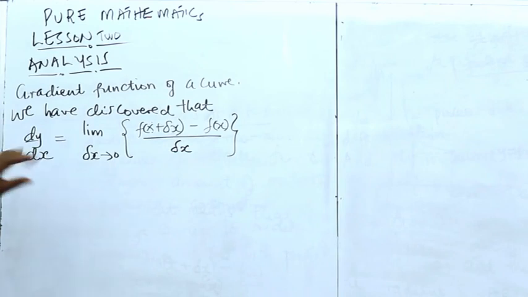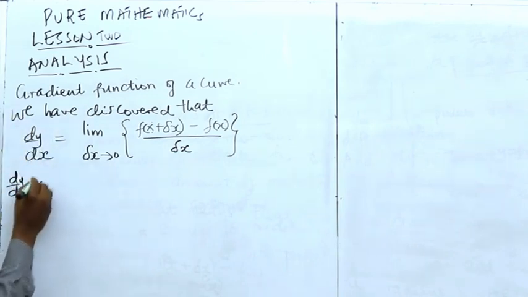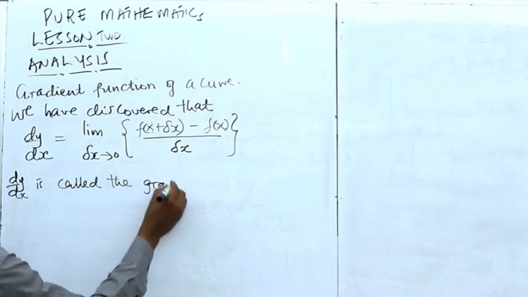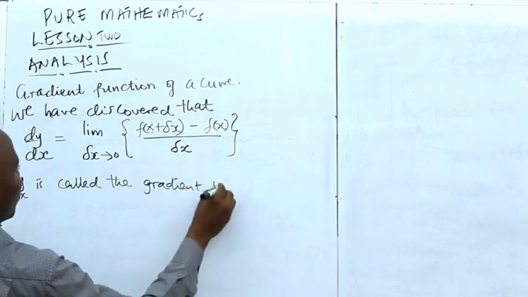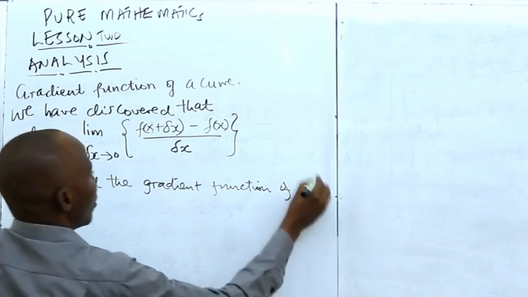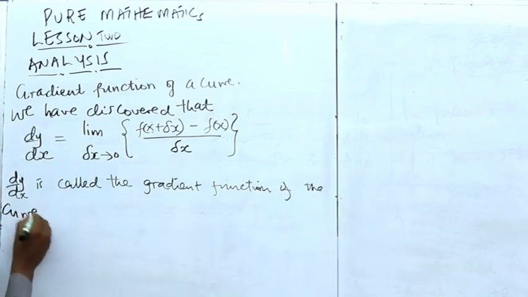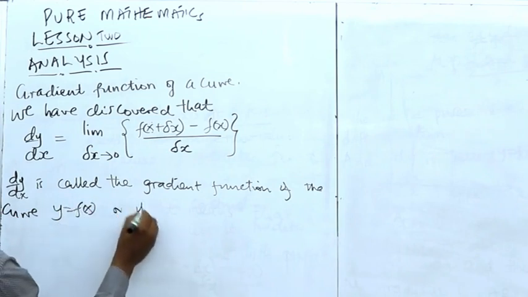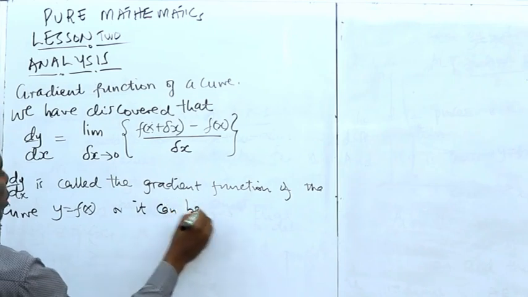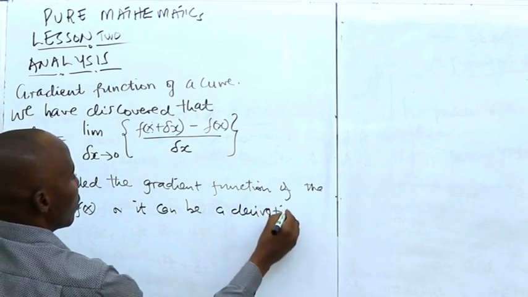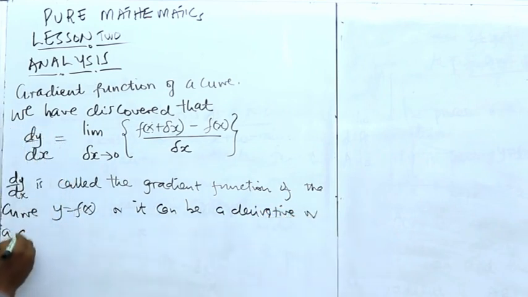And I've said that our dy/dx is called the gradient function of the curve y is equal to f of x, or it can be a derivative or a derived function.